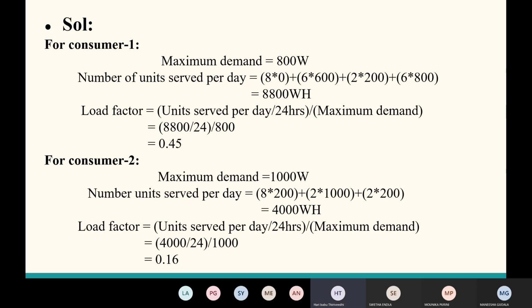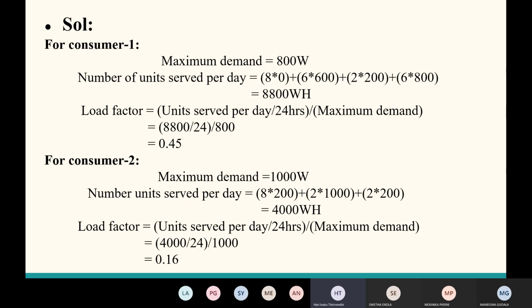Right? And don't write this thing. I am writing all these things in one place, but as per the given problem, first find out maximum demand of consumer 1, maximum demand of consumer 2, maximum demand of consumer 3. After that, find out the number of units, and then the load factor. So for consumer 1, maximum demand, load factor, whatever it may be.